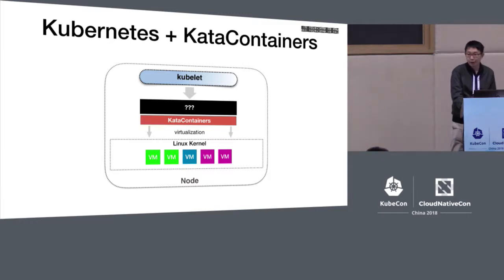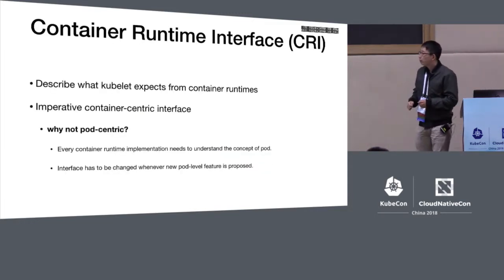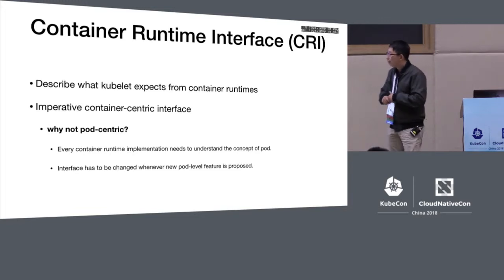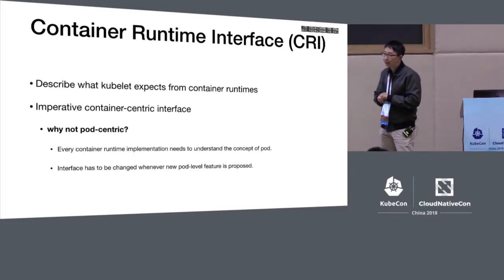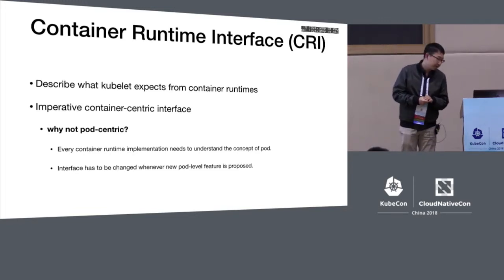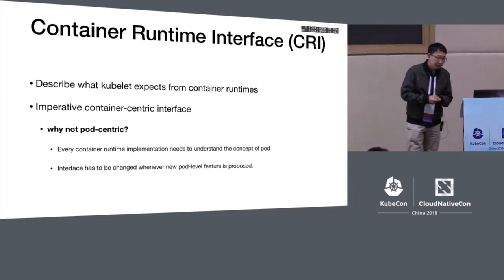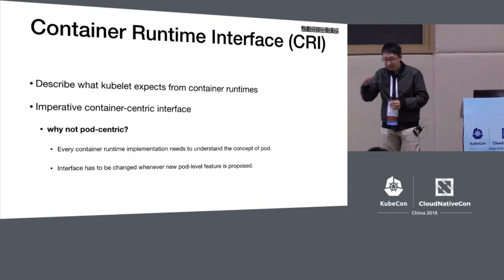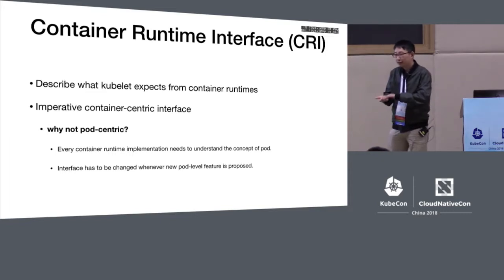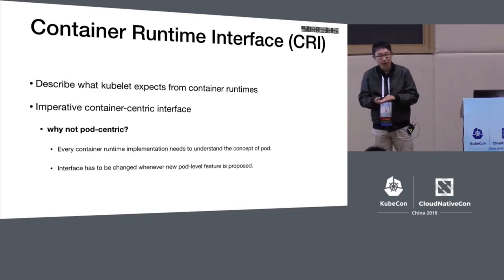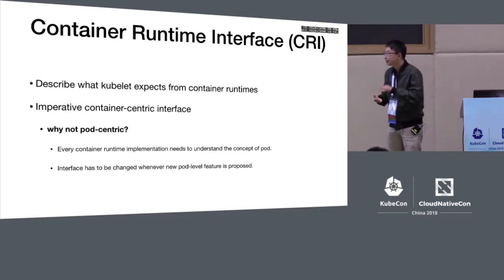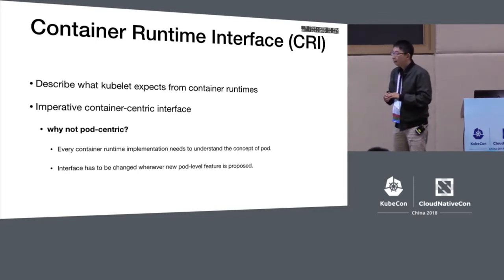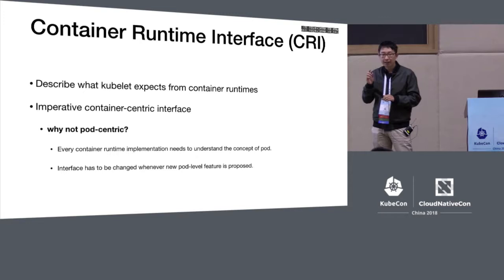So here you need to think how to support all these different operations. Before, in Hyper, I worked on the interface, which is the CRI of Kata Containers. Well, CRI has one role. It describes what Kubernetes expects from Kata Containers runtimes and the parameters in the runtime. So this is the theory for the CRI.